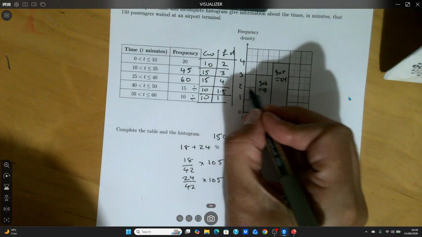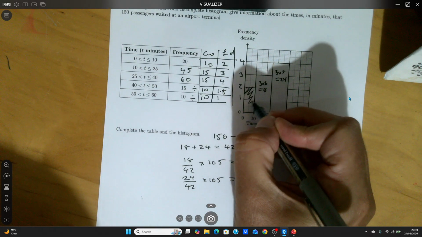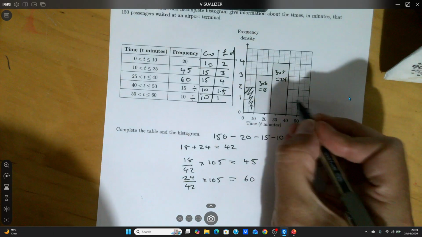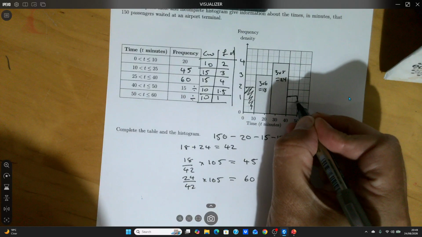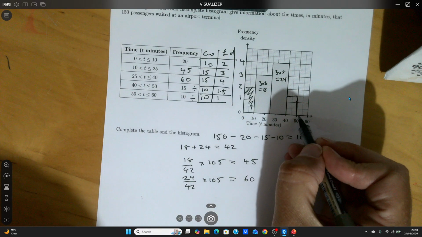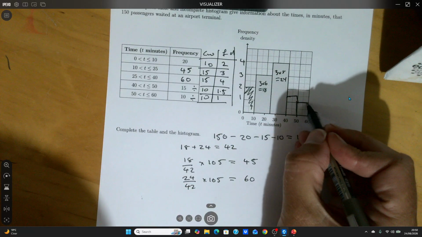This line should be up to 2. This one should be up to 1.5. And that should go between 10 and 50. And this one should go from 50 to 60 and be at 1.